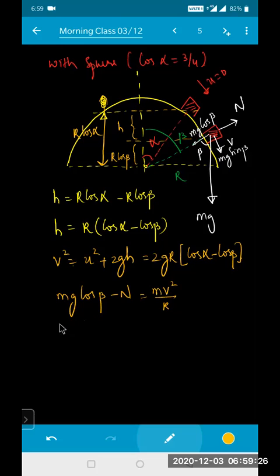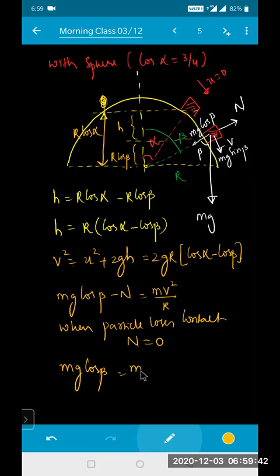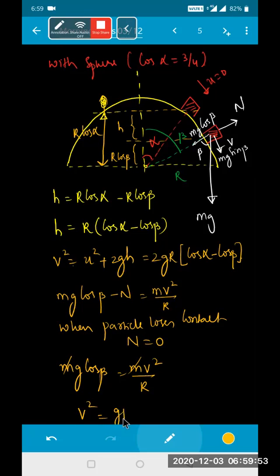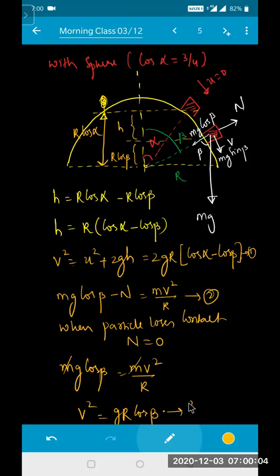Again, when the particle loses contact, you know it, N must be equal to 0. That means I can write mg cos beta must be equal to m v square divided by r. This m and this m get cancelled. So v square is equal to g r cos beta. This is equation number 1. I'll take this one as 2, and this one as 3.